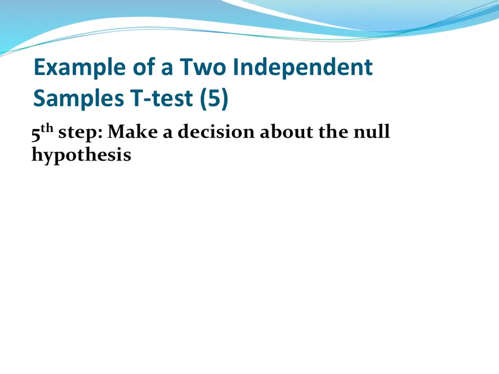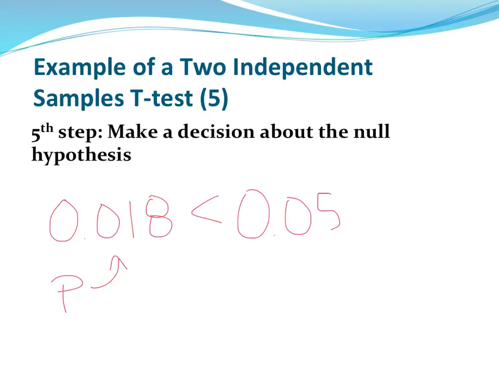Our fifth step is making a decision about the null hypothesis. Since our p-value of 0.018 is less than our chosen alpha level of 0.05, we would choose to reject the null hypothesis. Our test results would be considered statistically significant.